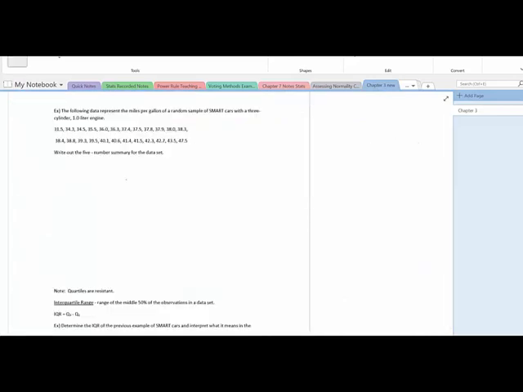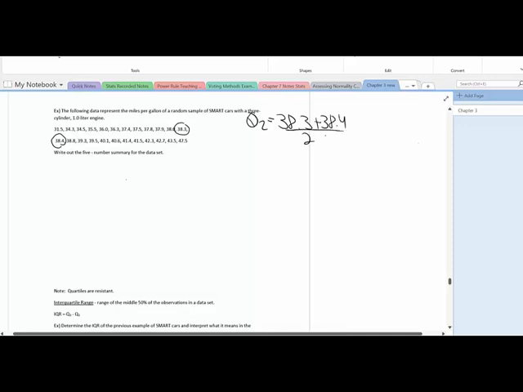Okay, let's take a look at the next example. The following data represent the miles per gallon of a random sample of smart cars with 3-cylinder and 1-liter engines. Write out the 5-number summary. Now, in this particular case, the data is already listed from least to greatest. So we have 24 data values, so the 2 middle values are going to be here and here. So again, I would start with the median, add the 2 numbers, and divide by 2. That's going to give me this.